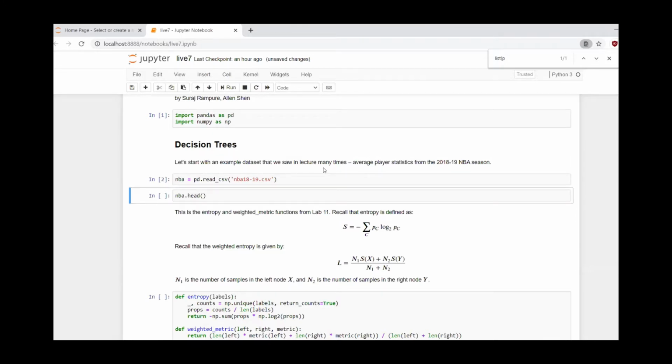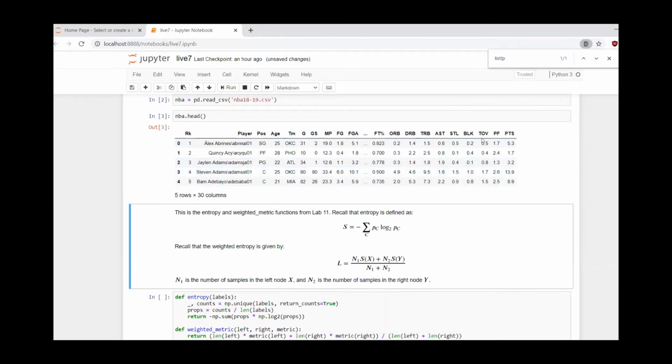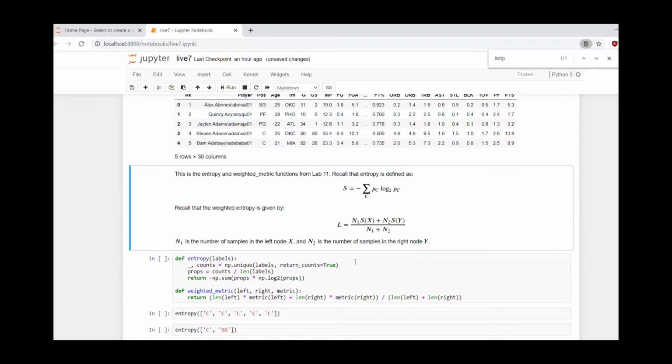So first, this NBA data set that you've seen a bunch of times. And then these are the two formulas that you have to remember from the decision trees lecture. There are probably other formulas, but these are the two main ones. First is the entropy. The second is the weighted entropy. So the entropy, as you may recall, is the negative sum over all the classes of the probability of that class times log base 2 of the probability of the class.